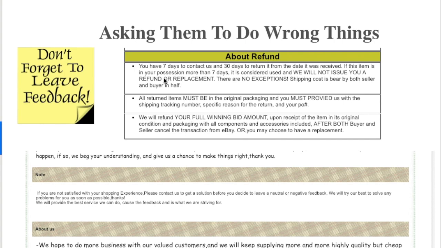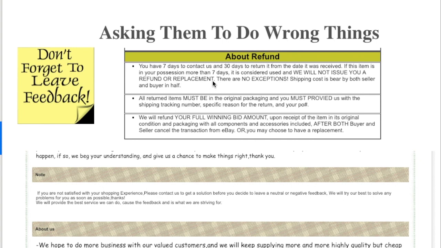Here, about the refund. If you read those strange policies, it just means nothing for your buyer. It just means you are scared for yourself. "You have 7 days to contact us and 30 days to return it from the date it was received. If this item is in your possession more than 7 days, it is considered used and we will not issue you a refund or replacement." You know what? If I read this kind of statement, I would say, forget you. You don't care at all about the customers.